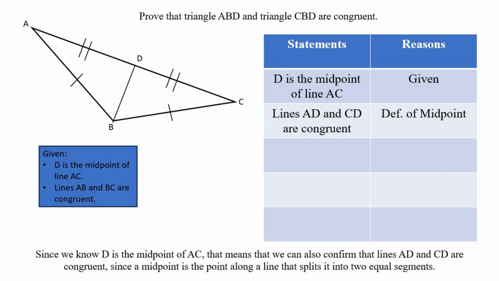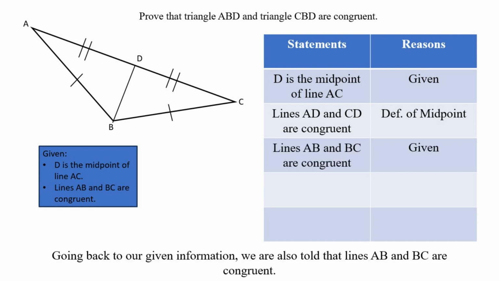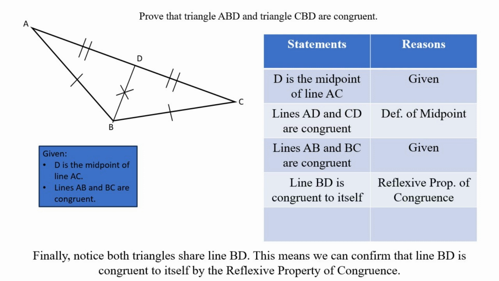Since we know D is the midpoint of AC, that means that we can also confirm that lines AD and CD are congruent, since a midpoint is the point along a line that splits it into two equal segments. Going back to our given information, we are also told that lines AB and BC are congruent. Finally, notice both triangles share line BD.